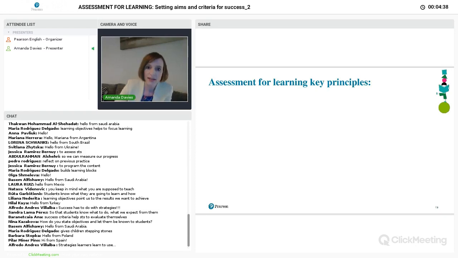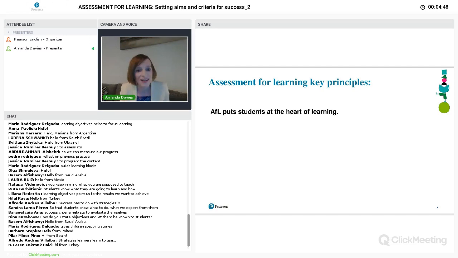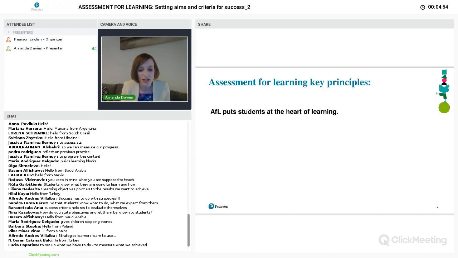So the overriding thing to remember about AFL, Assessment for Learning, is that it puts students at the heart of learning. It's not something that teachers do. It's something that teachers and students do together. So the students are very much involved. It's driven by the teacher. They're things you have to introduce and take control of, but it's something that students need to be involved in.